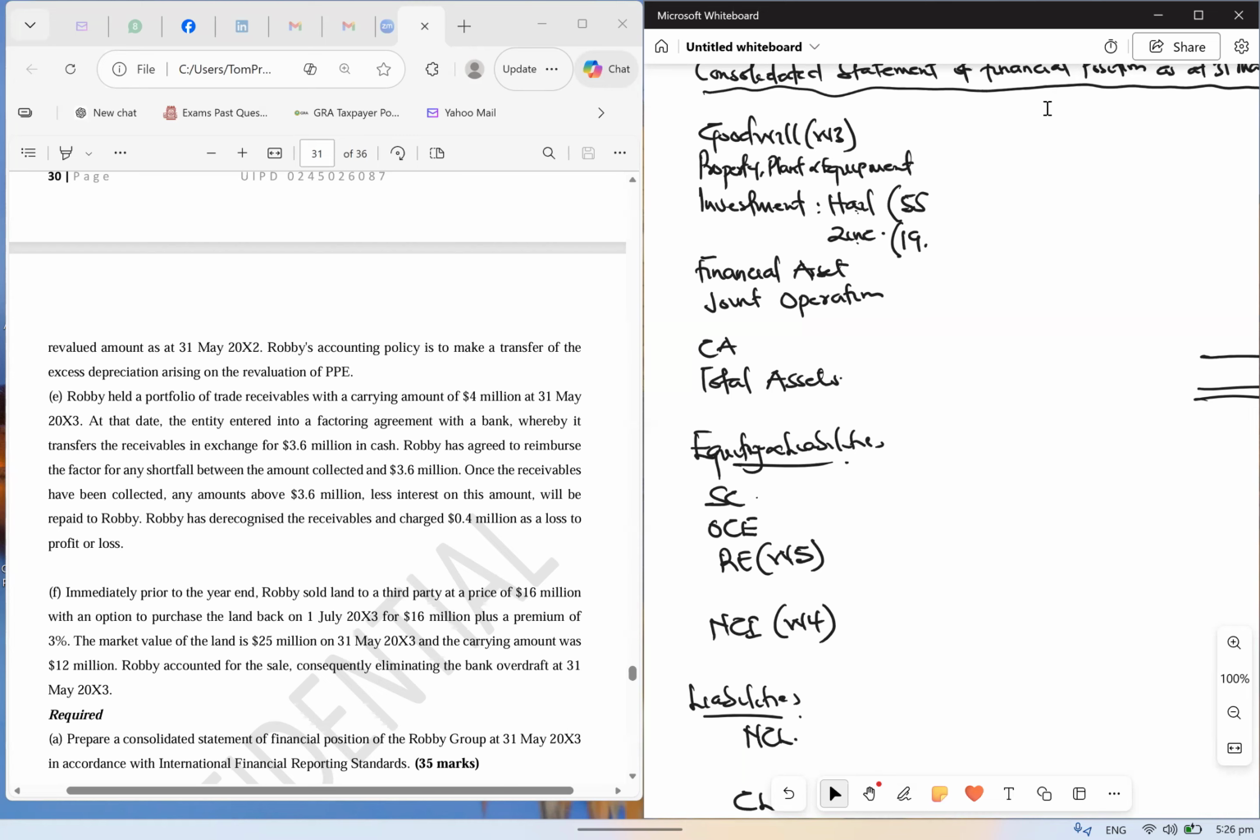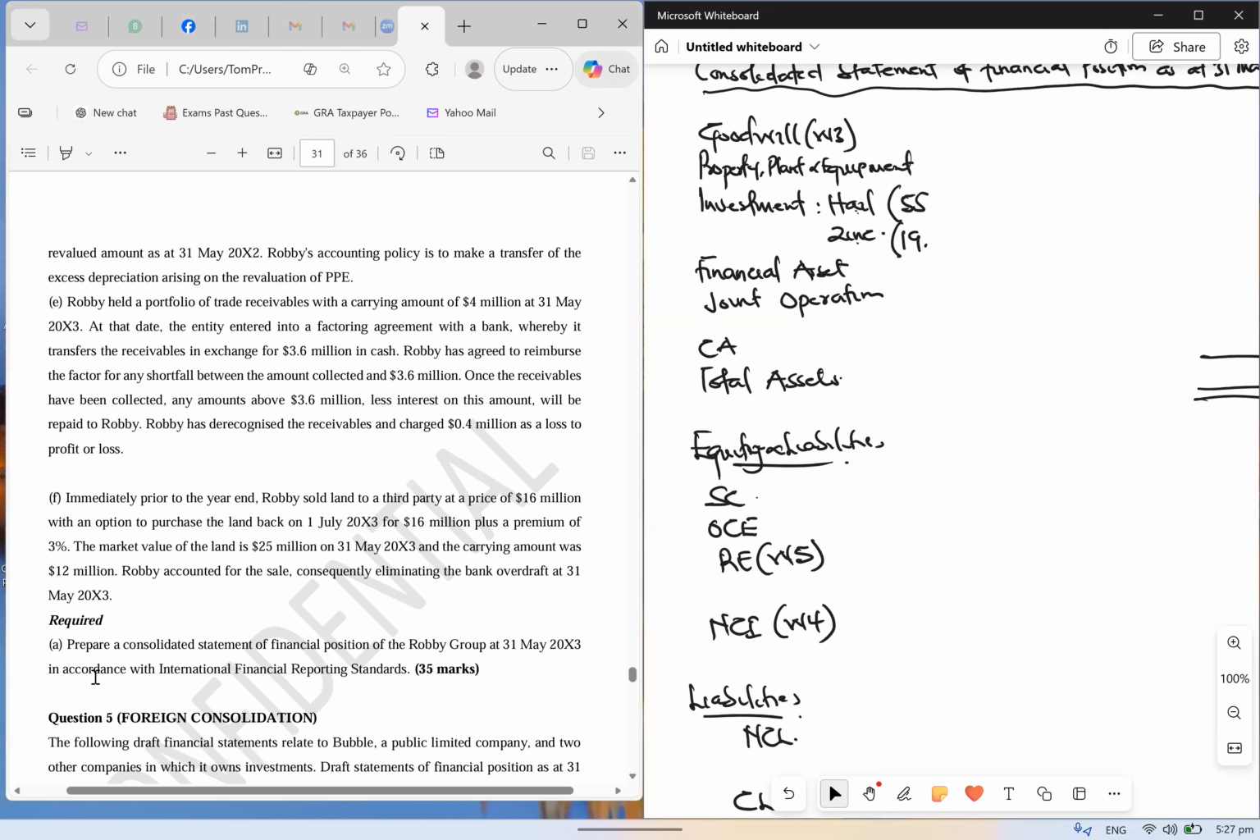Once the receivable has been collected, any amount above 3.6 less interest will be repaid to Robbie. Robbie has derecognized the receivables and charged a 0.4 loss to profit. Now, because it is a loan, you must bring it back to your receivables, and the loss you have charged, you must also reverse it, because the factoring that you have done is with recourse. It means when the person goes and is not able to collect the money, he is coming back to you. The 3.6 he gave to you, he's coming to collect it back again. So it means you have not sold the thing. So you have to reverse the transactions.